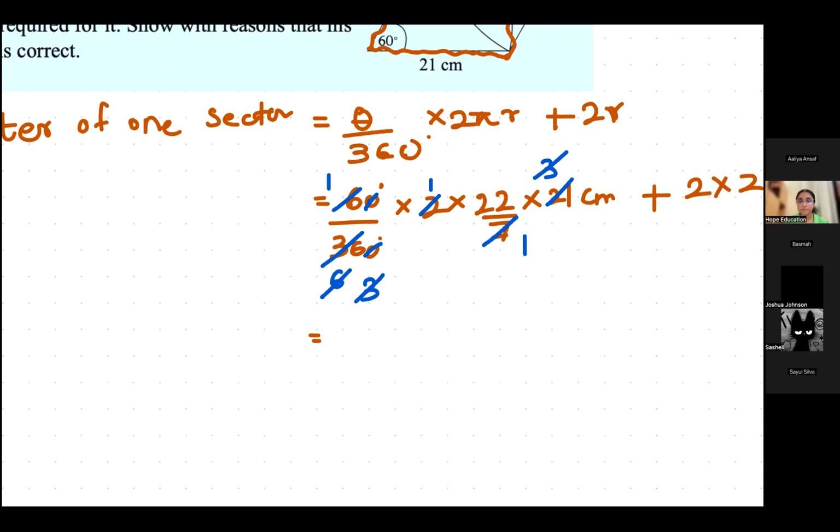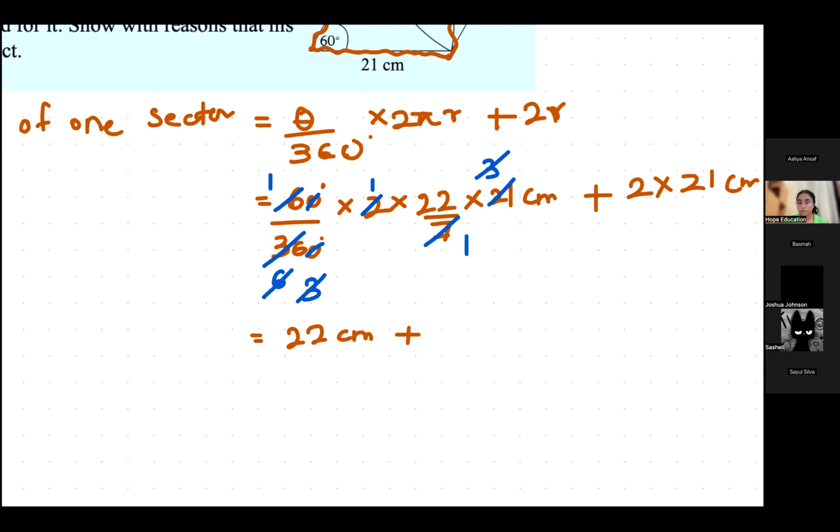Excuse me, Lamai. So 22 centimeters is remaining. 2 times 21 is 42. Then add 2 plus 2 is 4, 4 plus 2 is 6. So you get the perimeter of one sector as 64 centimeters.